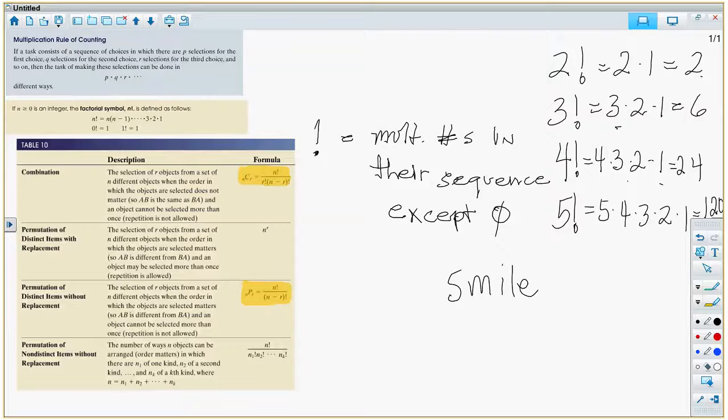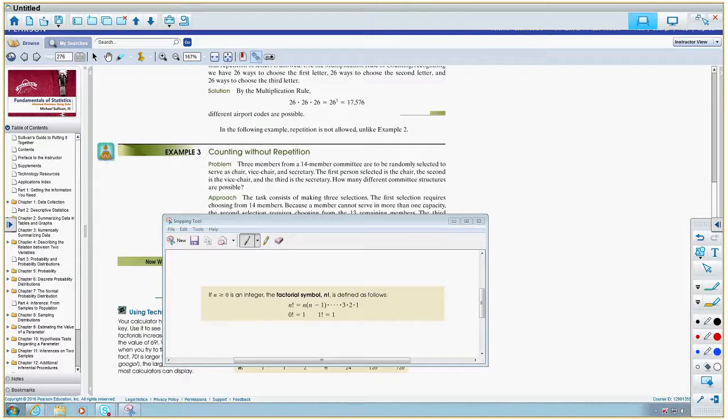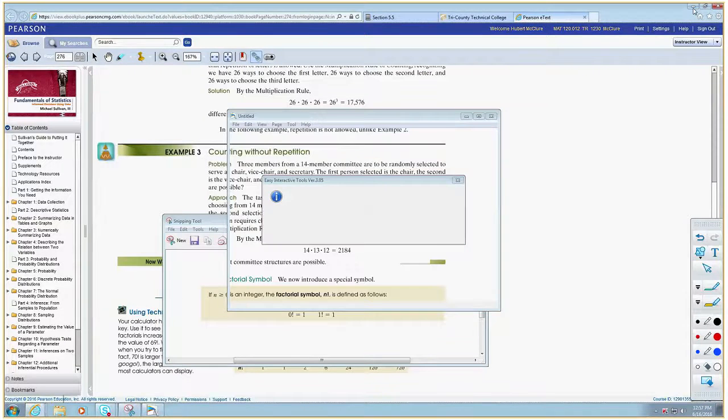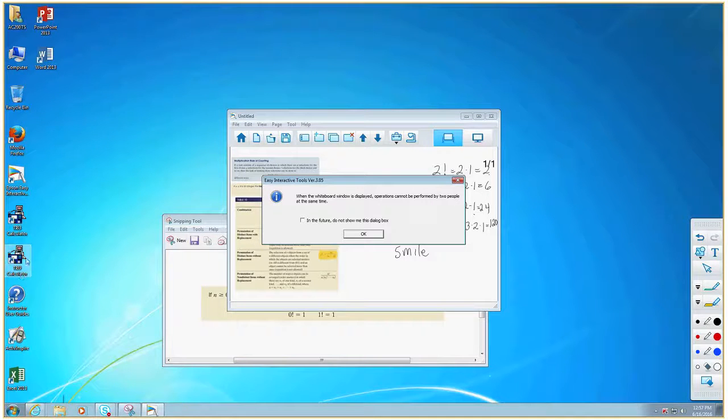7 factorial. 7 factorial would be, okay, I'm sorry, I just multiplied wrong. Okay, now how do you do it on your calculator? Well, you take, well, you got a button. I got a button. You got a button.